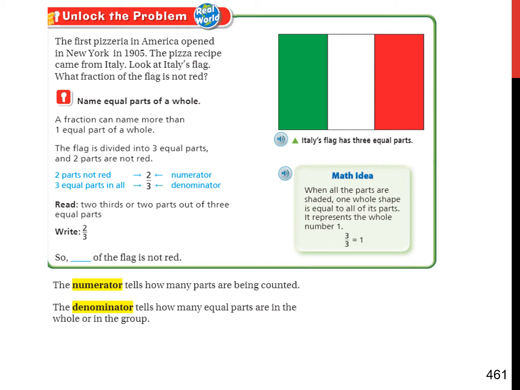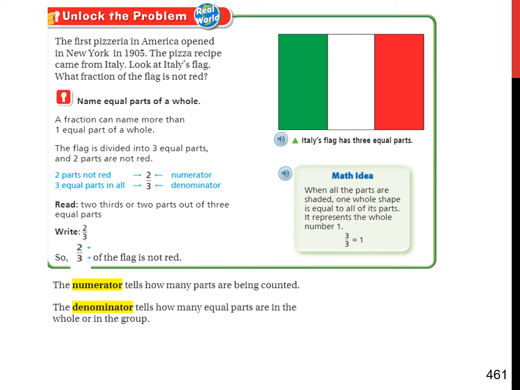A fraction can name more than one equal part of a whole. The flag here is divided into three equal parts: green, white, and red. Two parts are not red. So 2 out of 3 are not red. We can read it 2/3 or 2 parts out of 3 equal parts. And we can write it in this way. 2 out of 3 are not red.